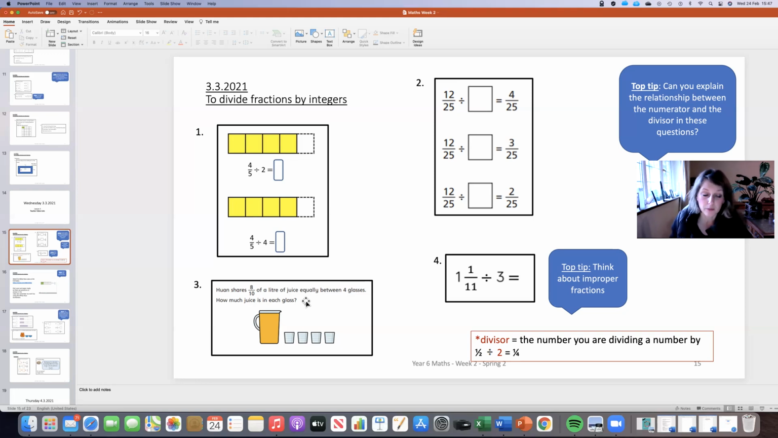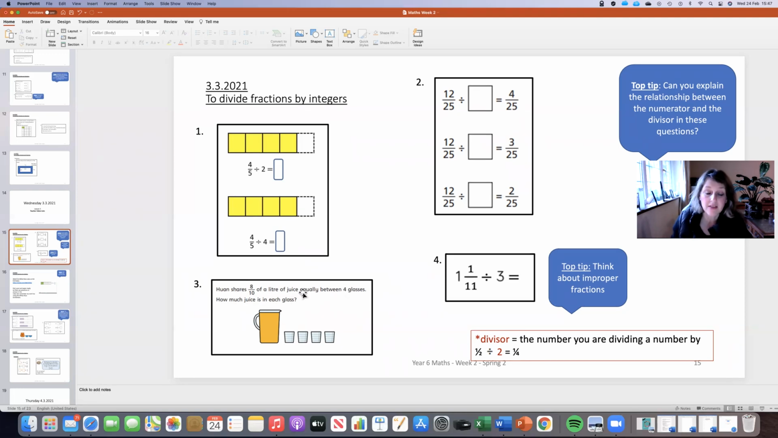This is a word problem looking at the same thing. One shares 8/10 of a juice between 4 glasses. So 4 is the divisor. 8/10 divided by 4. How much would go into each glass? So he's sharing 8/10 of the jug, not the whole jug, 8/10 of it equally between 4 things. So how many tenths would go into each of those glasses?